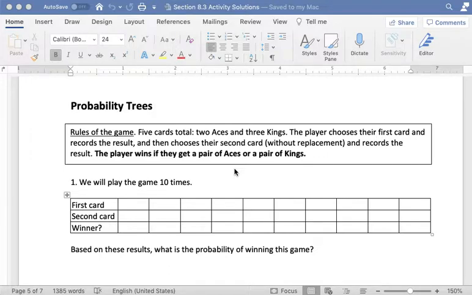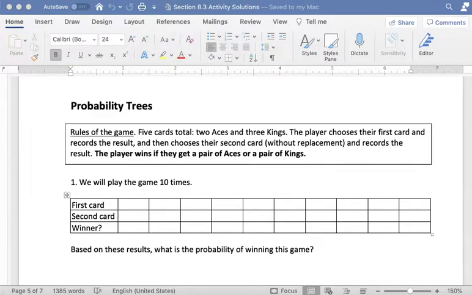So when you choose your second card, there should be 4 cards to choose from. For your second card, you're also going to record whether it's an ace or a king. It's considered a win if both cards are aces or both cards are kings. If you get one of each, then it's not a win. It would be a loss. And we're going to play the game 10 times. So if you have cards at home, you can go through this yourself.